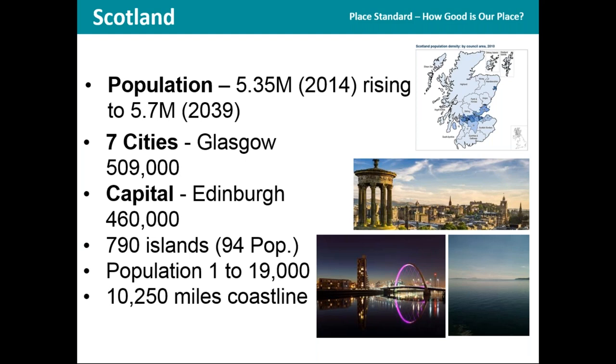There's about 42 miles between Glasgow and Edinburgh, which is on the east coast, Glasgow in the west. We've got lots of islands, 790, but 94 of those are populated, and you can see there the range of population, from one lonely person on a very small island to Shetland Islands, which is our largest populated set of islands. And we've got lots of coastline as well for such a small geographic space.